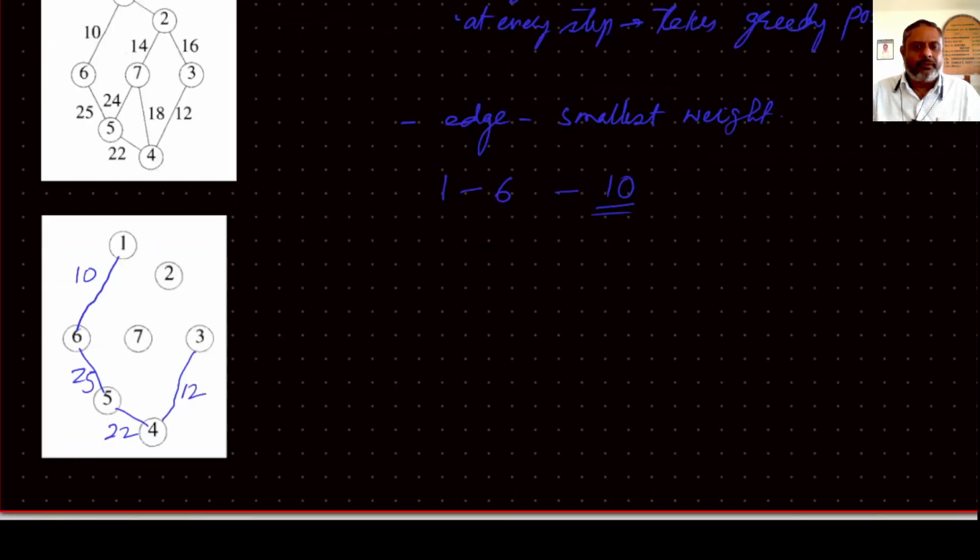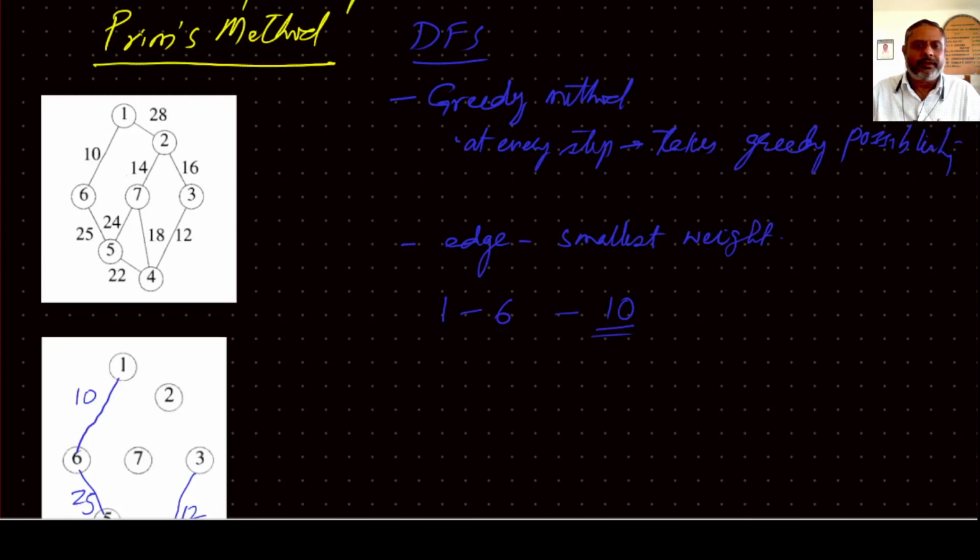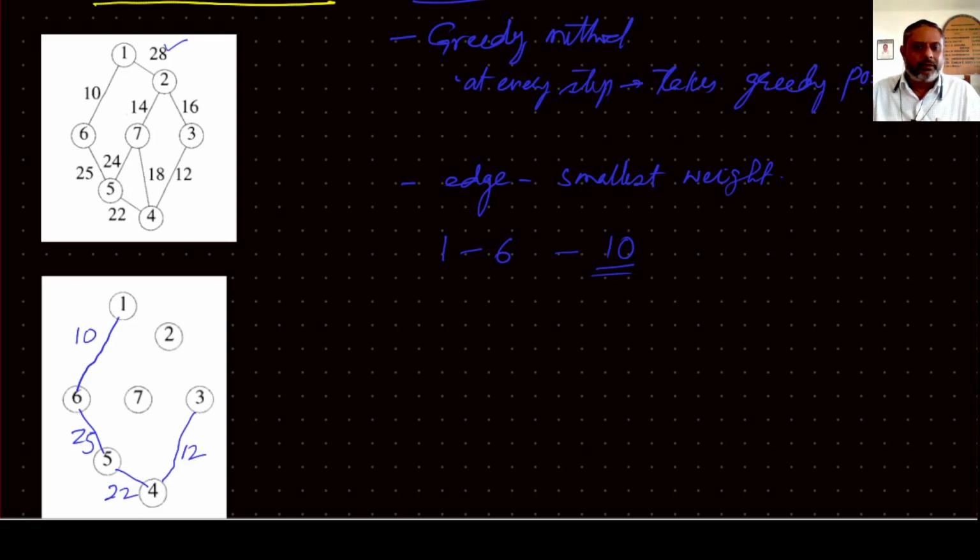Now we have 1, 6, 5, 4, 3, and we can see what all possibilities are there. From 1, there is still a chance to go to 2. From 6, nothing is there. From 5, you can go to 7. From 4, you can go to 7. And from 3, you can go to 2. So 1 to 2 is 28, 5 to 7 is 24, 4 to 7 is 18, and 3 to 2 is 16. So 16, 18, 24, 28. Therefore, 16 wins the race, and hence that gets the next chance.